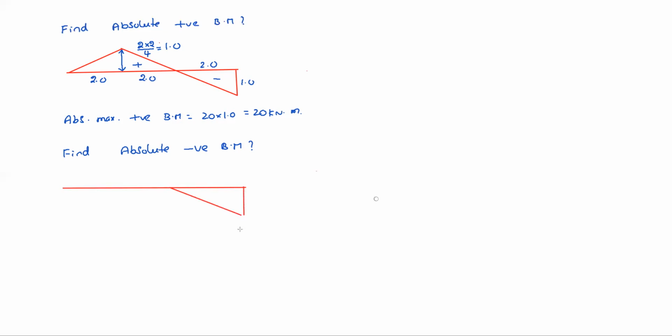ILD for bending moment at B is like this. Two meters, 4 meters, rotation 1 radian here. So here 2, negative. So absolute maximum negative bending moment equal to 20 into 2. That equal to 40 kilonewton meters. That is negative. Okay, hogging moment.